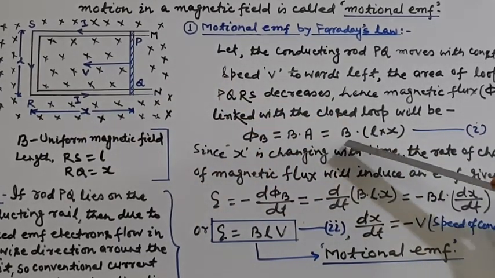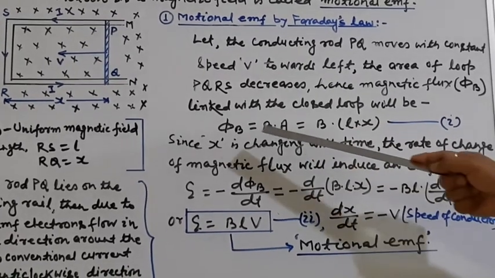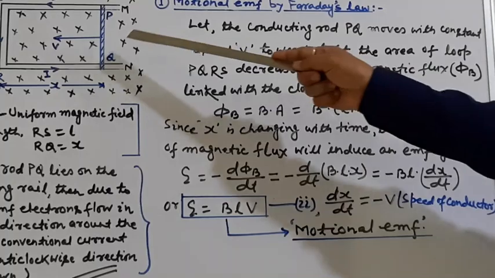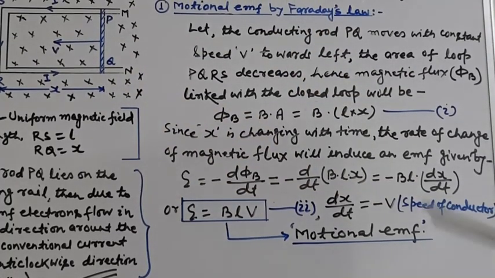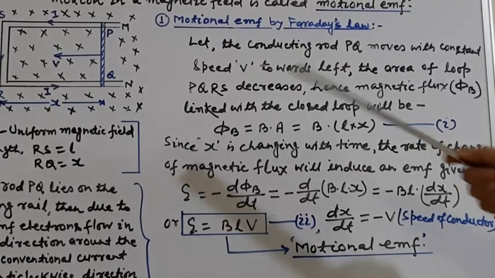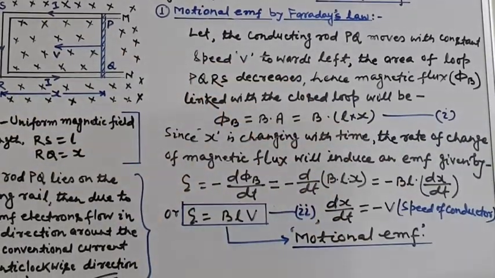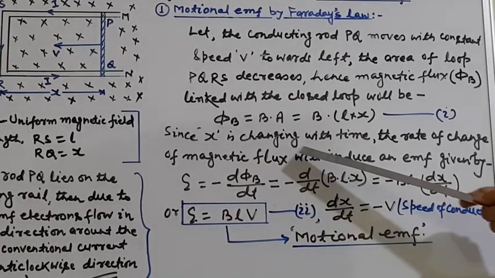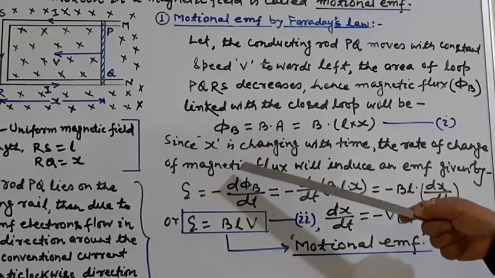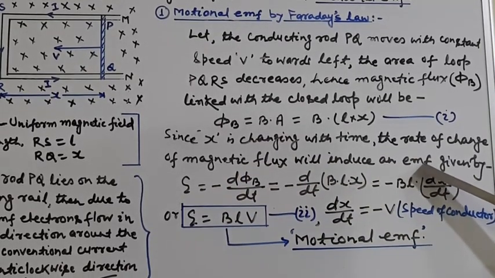So put the value here. The area is L into X. So phi B is equal to BLX. This is the magnetic flux linked with this loop PQRS. Since X is changing with time because the rod is moving towards the left, the rate of change of magnetic flux will induce an EMF.